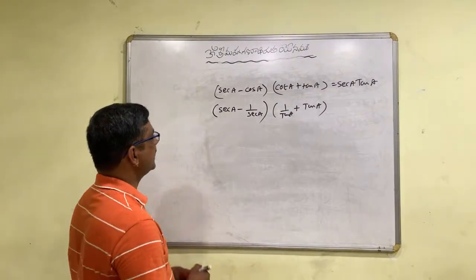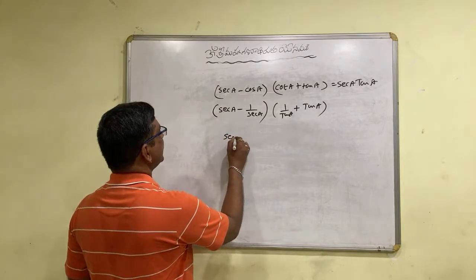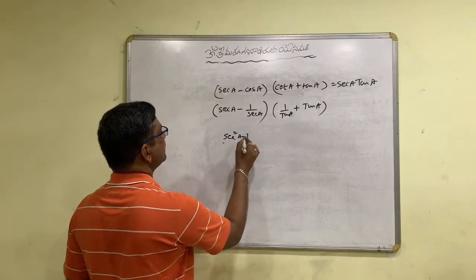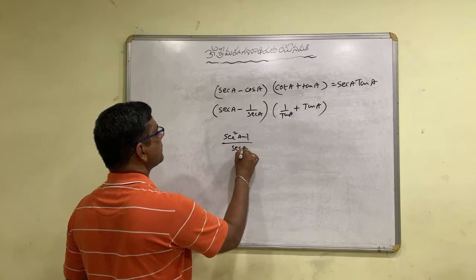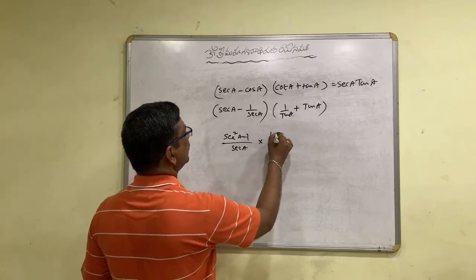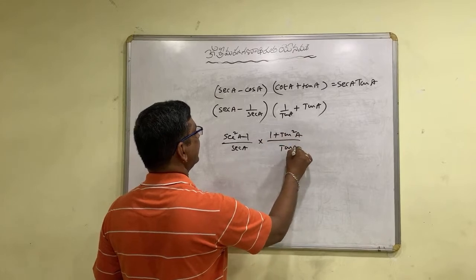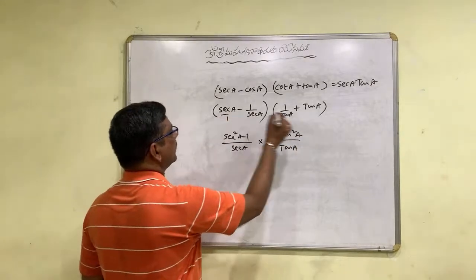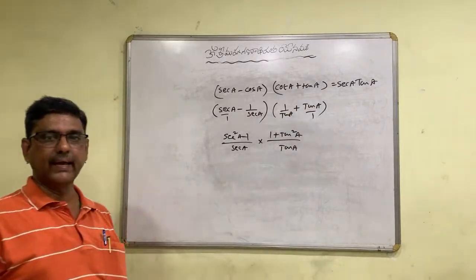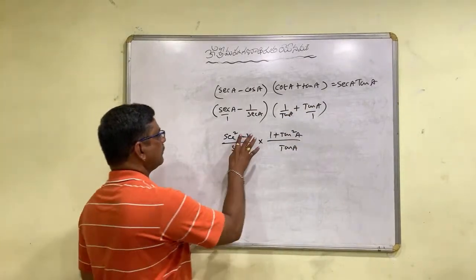So now take LCM. Secant square A minus 1 by secant A into 1 plus tan square A by tan A. If we take LCM here by 1, what will we get here?